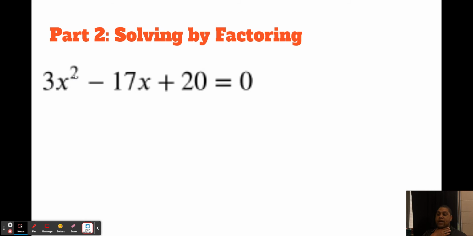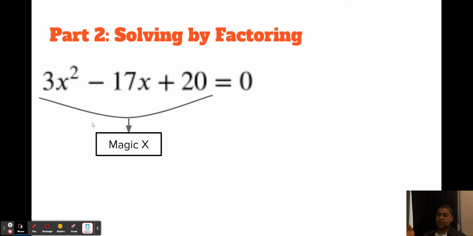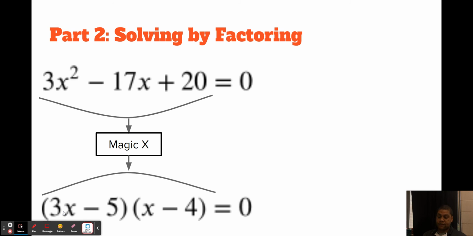We're going to take that 3x squared minus 17x plus 20 equals 0 now. And to be clear, this is the same problem as in the previous example. We're going to take the polynomial part of it, put it through the magic X, and rewrite it in its factored form, 3x minus 5 times x minus 4. So we've already talked about how to factor this. We just did this in the previous example. We've got it in factored form.